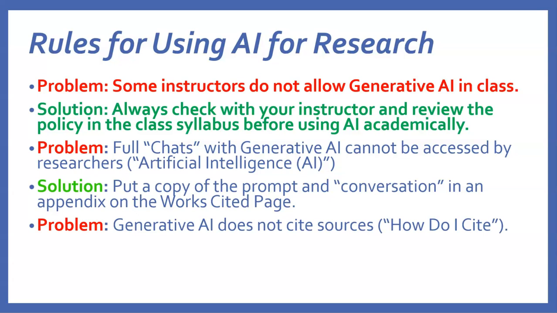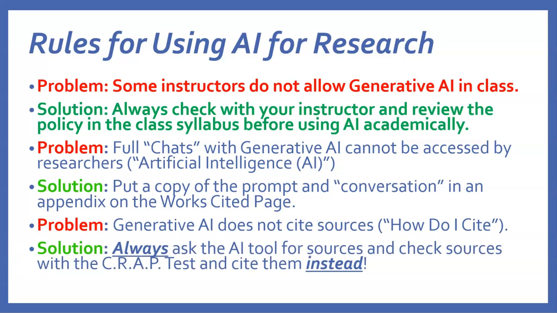Another problem that AI has is that it doesn't actually cite sources. So we need to actually ask in the prompt for AI to give us some sources. Then we have to check those sources using the CRAP test and cite those sources instead of the AI if we use their information.